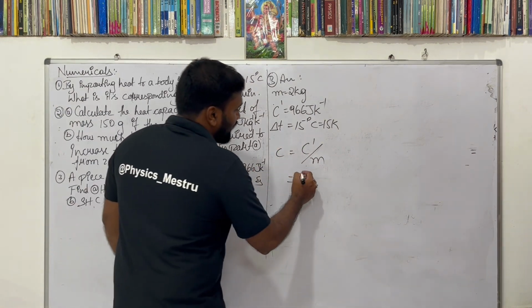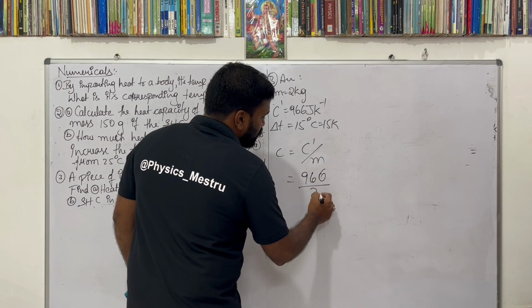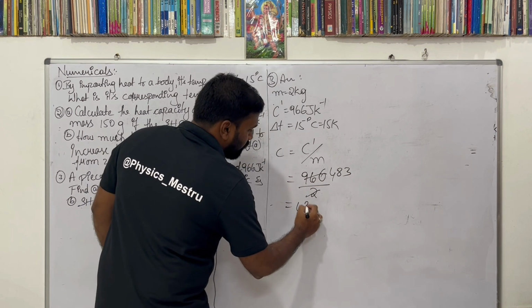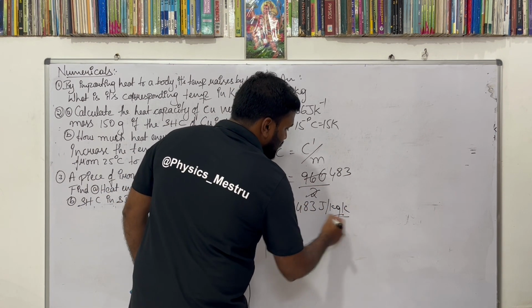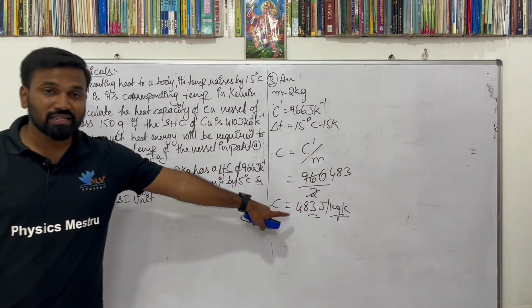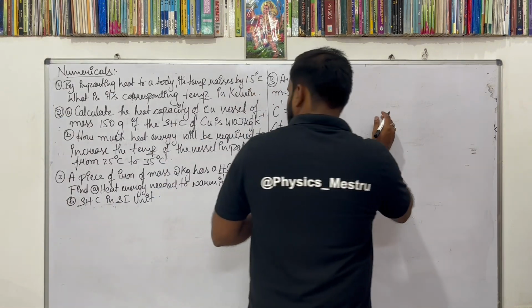Therefore heat capacity is how much? 966 divided by M, that is 2. 2 ones are 2, 2 4s are 8, 2 3s are 6. So hence 483 joules per kg Kelvin. So this is the SI unit of what? Specific heat capacity, and we have written the same. Clear? Yes. Now let us move to the next one.